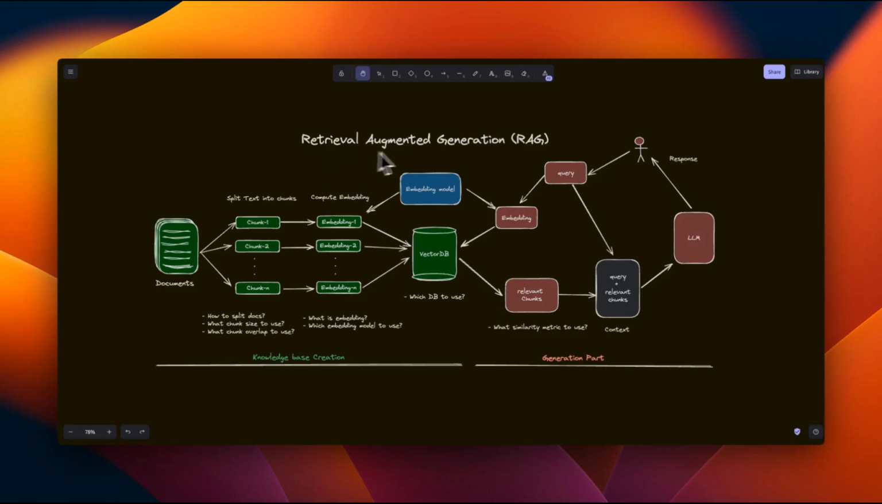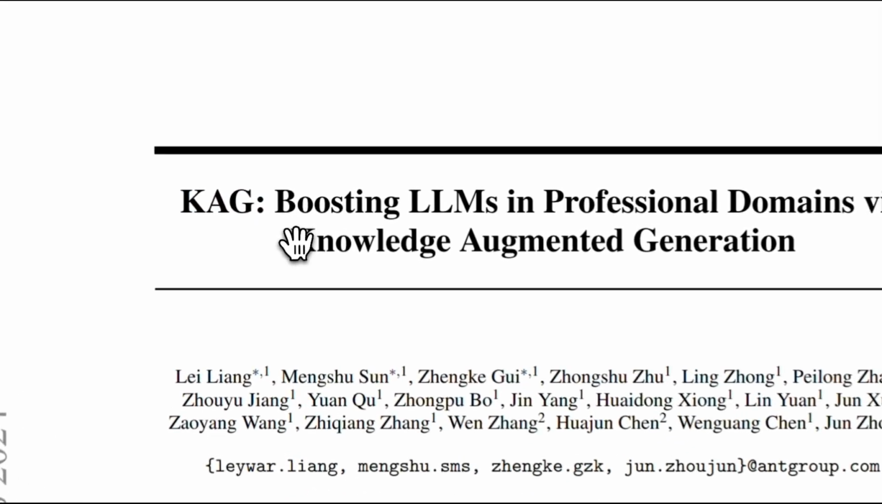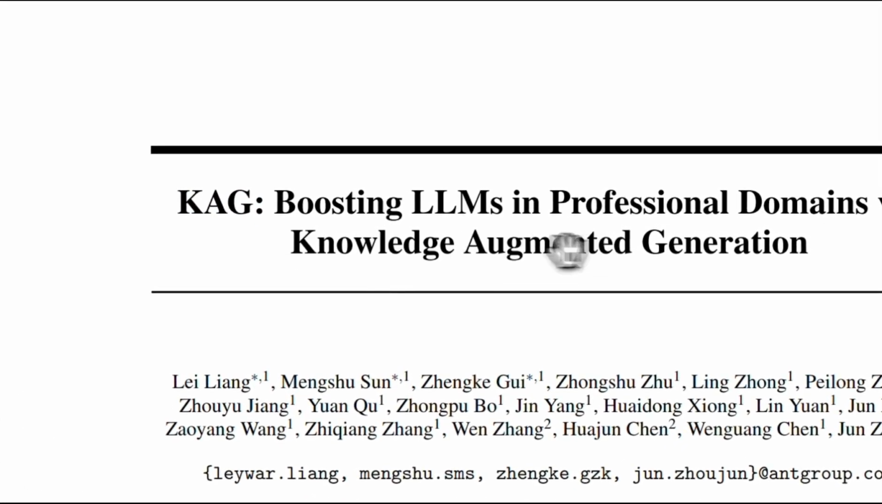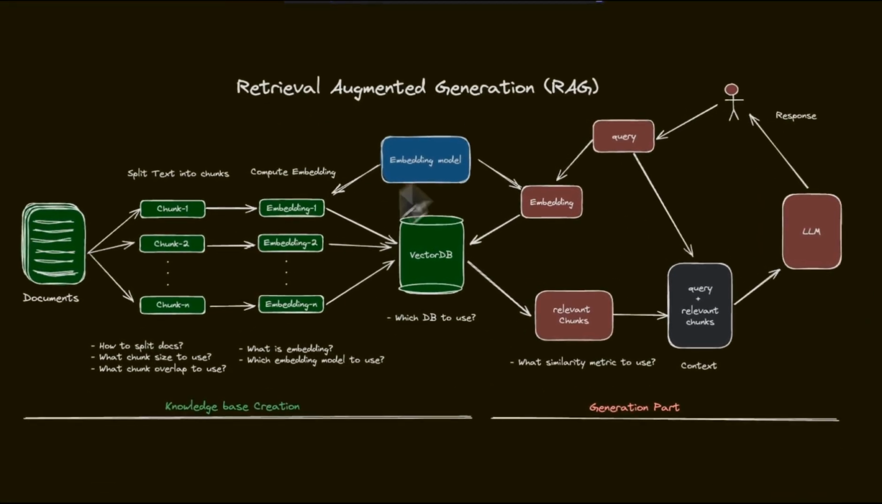You probably have heard of Retrieval Augmented Generation or RAG. But today we're going to talk about Knowledge Augmented Generation or KAG. Now, one of the biggest limitations of standard RAG is the chunking process, since it loses logical connections between entities, since each retrieved chunk is treated individually during the generation process.